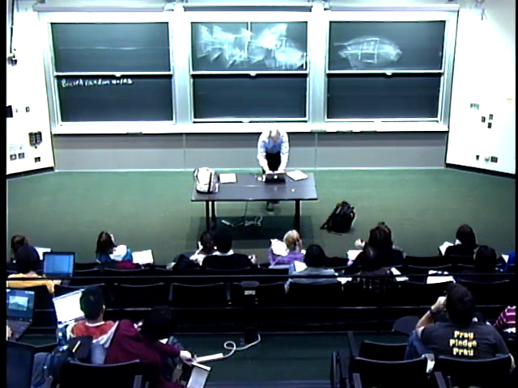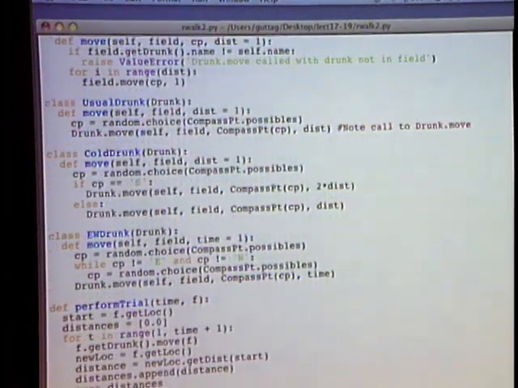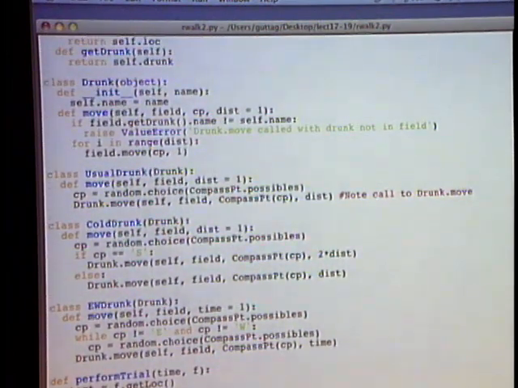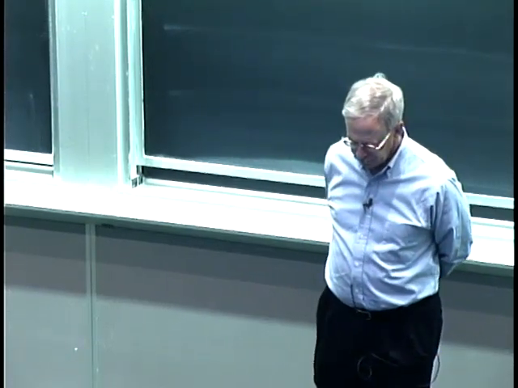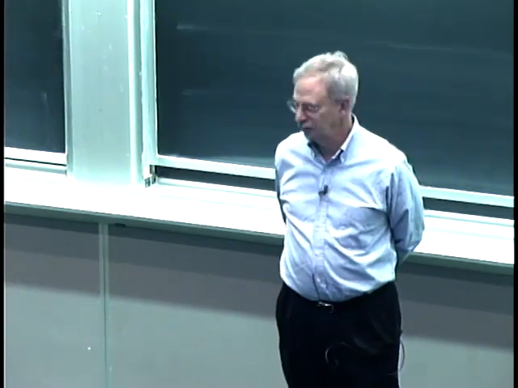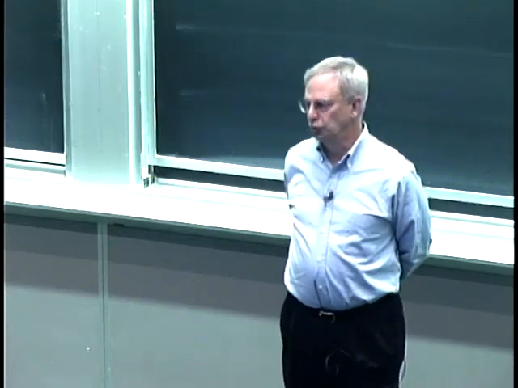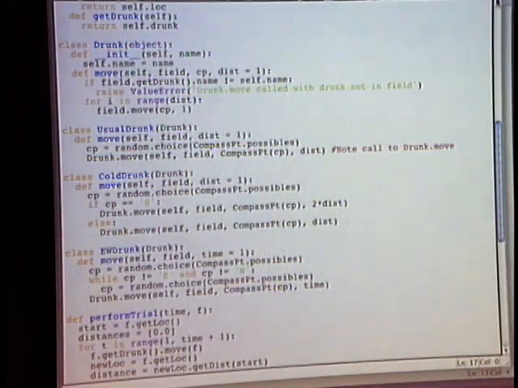So now, drunk itself is a very small class, one I don't actually intend to ever instantiate. I've pared it down. It has only two methods in it. It has an init, which is the same as before, and a move, which is the same as before, or almost the same. Now I'm going to have the class usual drunk. That's the drunk we looked at last time. And this usual drunk will behave just like the drunk we looked at last time.